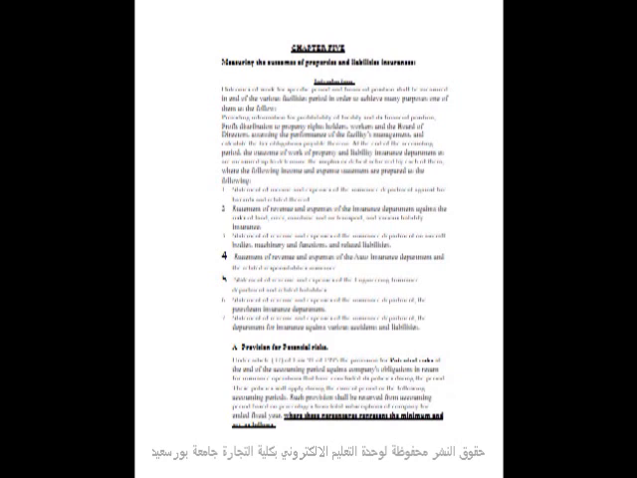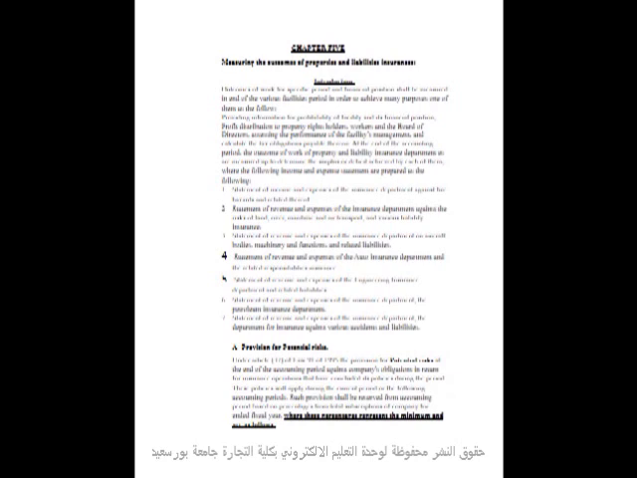Going to discuss Chapter 5, Measuring the Outcome of Properties and Liabilities Insurance. First of all, we need to know the purpose for preparing the outcome of properties and liability insurance: providing information for users, for measuring the profitability or determining the financial position of the insurance company. The following income and expense statements are prepared according to the following schedule.